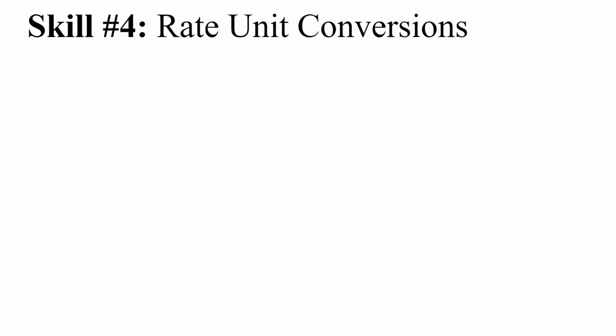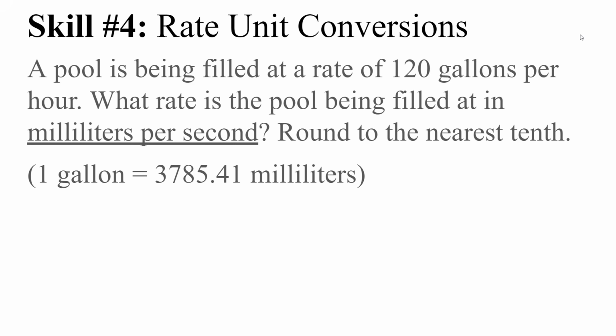Okay, so skill number 4 is rate unit conversions. So let's look at this problem. A pool is being filled at a rate of 120 gallons per hour. What rate is the pool being filled at in milliliters per second? Round to the nearest tenth. So they give us the conversion for gallons and milliliters, but they don't give us the conversion for seconds and hours. So remember, that's something you need to know.